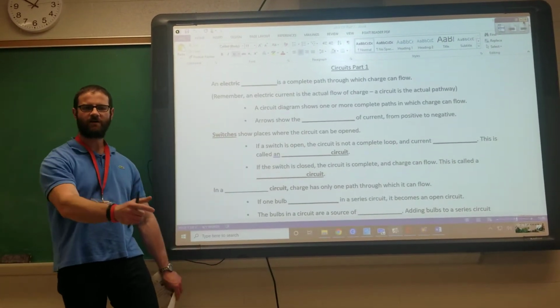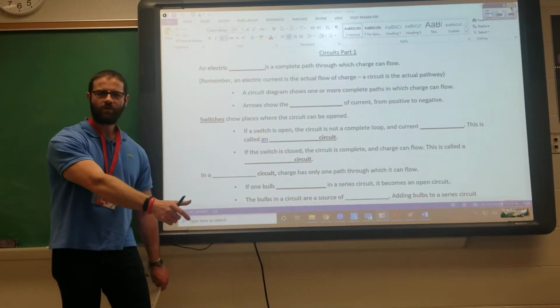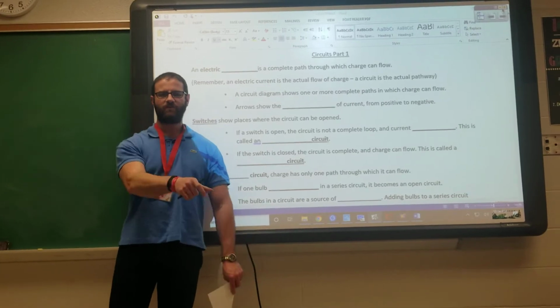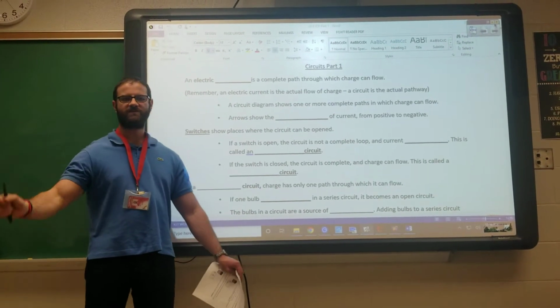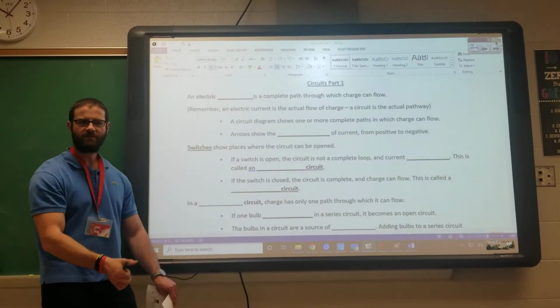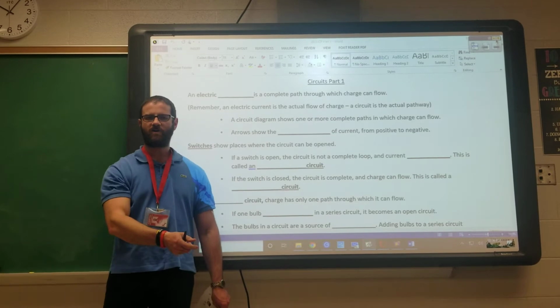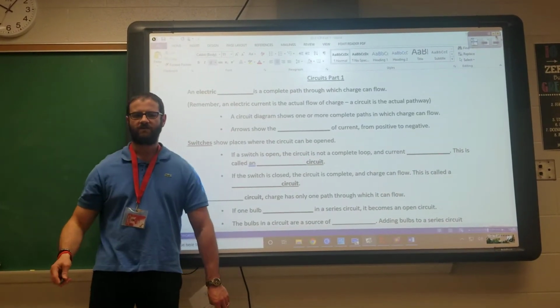So we're continuing in our electricity unit, delving more into the specifics of electrical circuits and looking at different types of electrical circuits and how current flows through those circuits. We talked a little bit about circuits when we talked about current, which is the flow of charge through an electrical circuit.